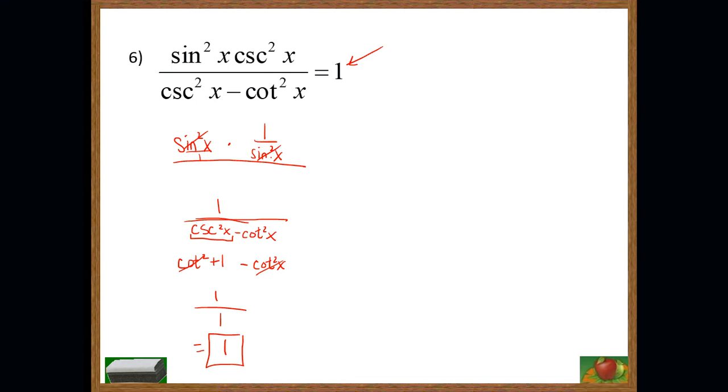We sort of have to fight the urge to always simplify. We always want to look at our goal and go, am I getting closer to that? What do I need yet? I need more sines on the top, or I need more cosines on the top in order to accomplish that mission of proving what we're trying to prove, okay?